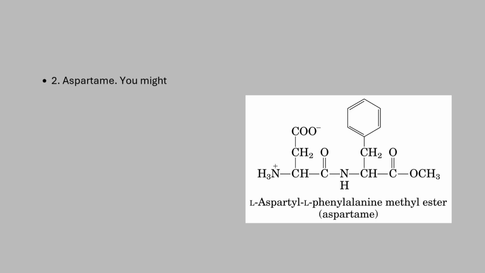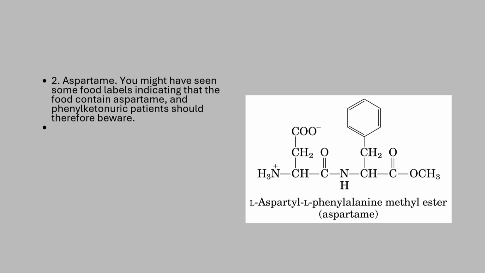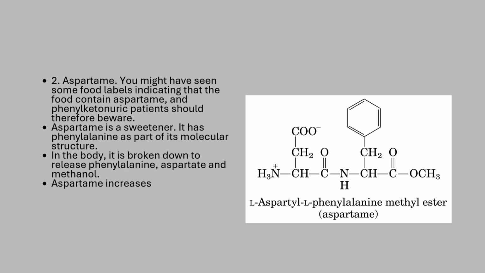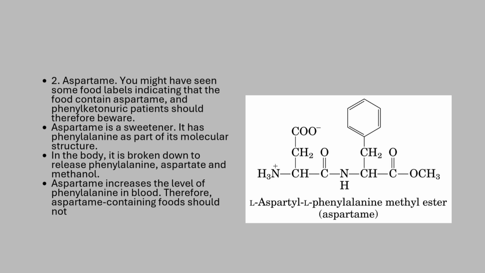2. Aspartame. You might have seen some food labels indicating that the food contains aspartame, and phenylketonuria patients should therefore beware. Aspartame is a sweetener. It has phenylalanine as part of its molecular structure. In the body, it is broken down to release phenylalanine, aspartate and methanol. Aspartame increases the level of phenylalanine in blood. Therefore, aspartame-containing foods should not be consumed by phenylketonuria patients.